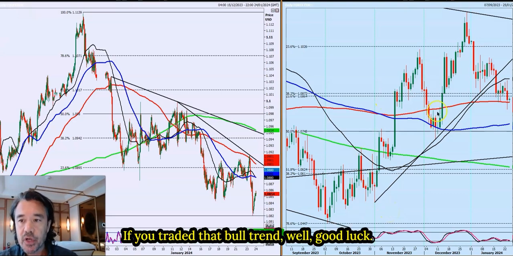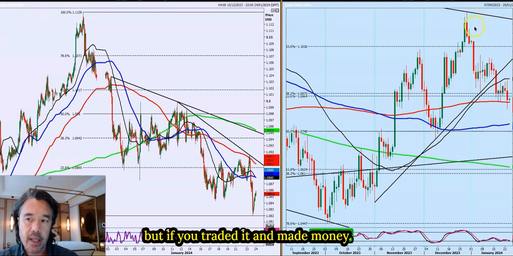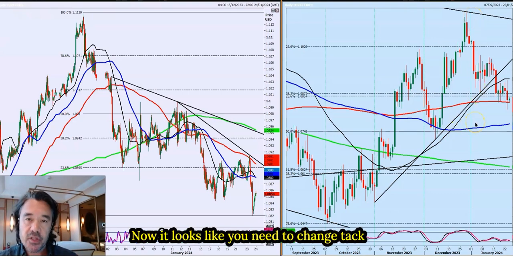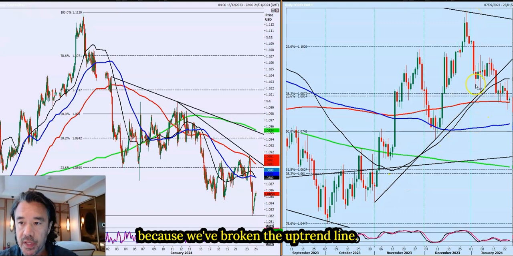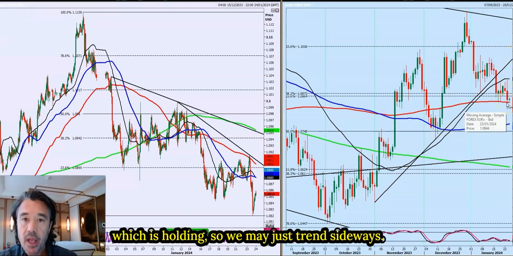If you traded that bull trend, well, good luck. We had some very deep pullbacks, but if you traded it and made money, fine. Now it looks like you need to change tack because we've broken the uptrend line. We are testing the 200-day moving average, which is holding, so we may just trend sideways.